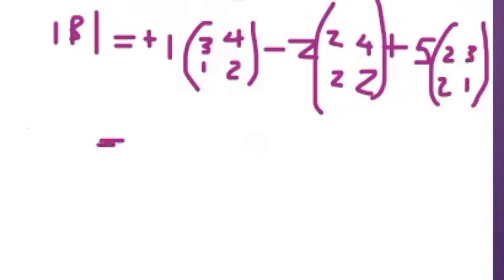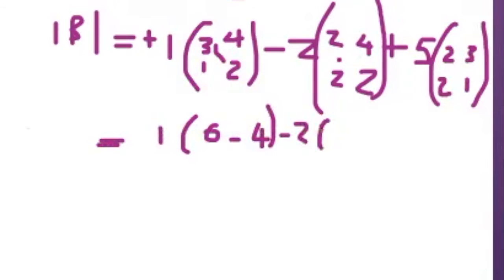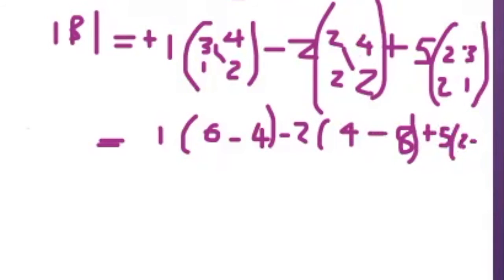The next step is to find the determinant of the 2x2 matrix. So 3 times 2, that's 6, minus 1 times 4, that's 4. Have a minus 2. Determinant of the next 2x2, 2 times 2, that's 4, minus 2 times 4, that's 8. Next, I am going to find the determinant of the final 2x2 matrix. 2 times 1 is 2, minus 2 times 3, that's 6.